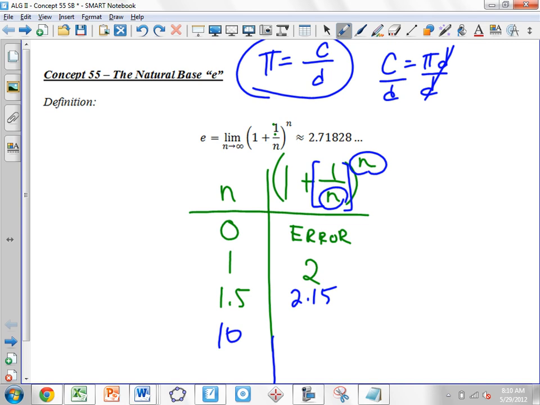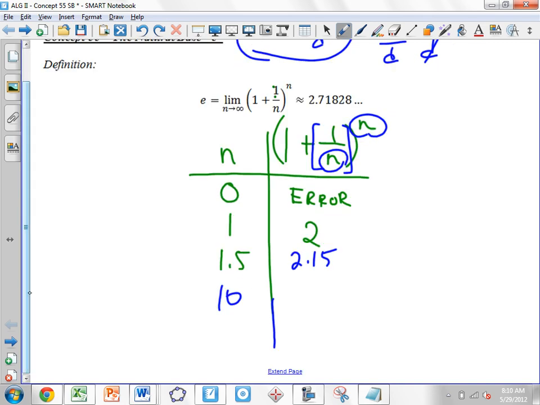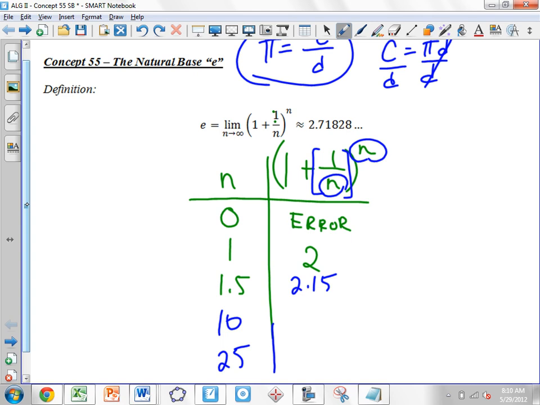If you get 10, try 25 after that. What do you got for 10? 2 point... for 10? Try that again. Let's try it again. 2.59, thank you. I didn't think it was going to jump up that high that quick. And 25?